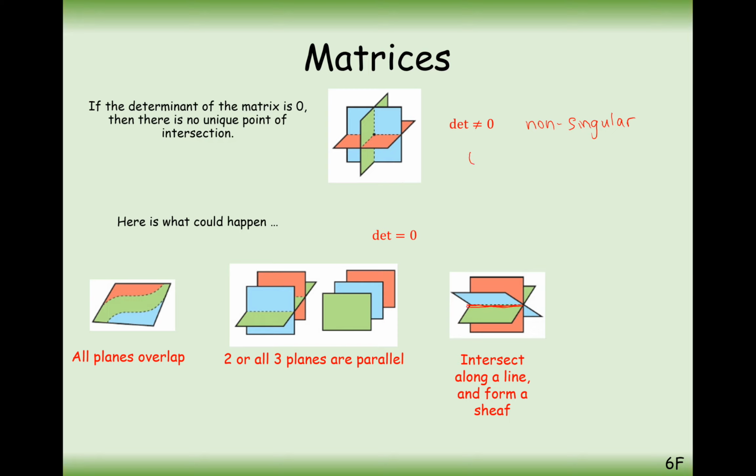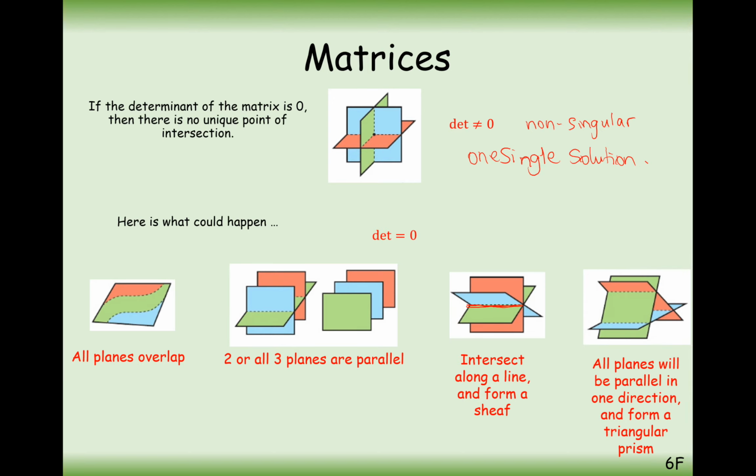In this case here, there was one single solution. But in all these cases below here, there is not one single solution. And the final option that could appear here is this kind of strange looking prism, where the planes are parallel in one dimension, or in one direction, that form then a triangle going through the planes there.